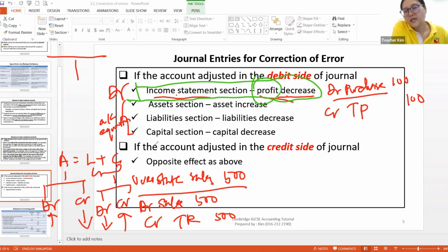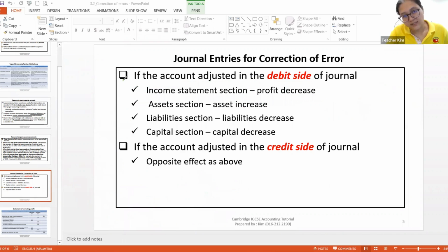Okay, next, continue. If the account adjusted is on the credit side of the journal, the impact on all of these, profit, asset, liability, and capital, will be opposite. I will not write it in here, because it's just to memorize one side of the impact, the other side will be the opposite of it. So far, okay? Can move on? Okay, now next.